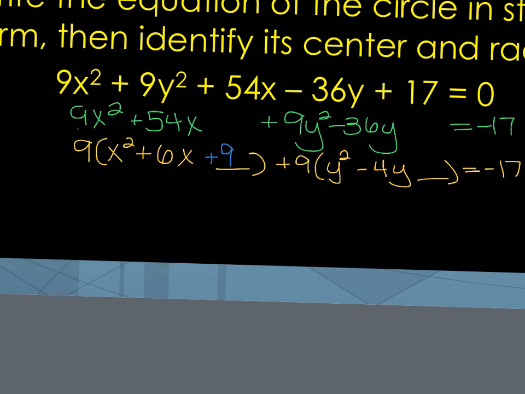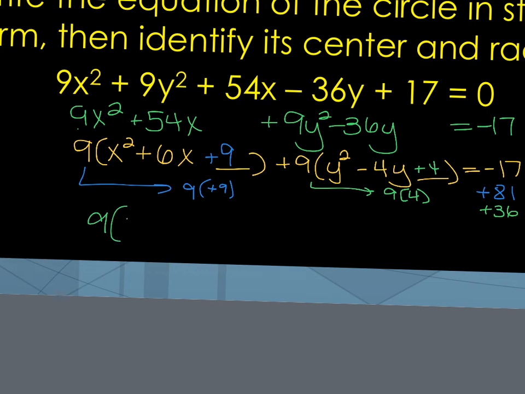Good. So I'm going to multiply the 9 by the 9 that I would have on the outside, and this time I'm adding 81. Which means if I had taken out a negative, I'd be subtracting it instead of adding it. So pay attention to stuff like that. And then for the second one, -4. 4 divided by 2 is 2, square it, and I get 4. So I add the 4, and then again, I have to account for that 9. So 9 times 4 is 36.